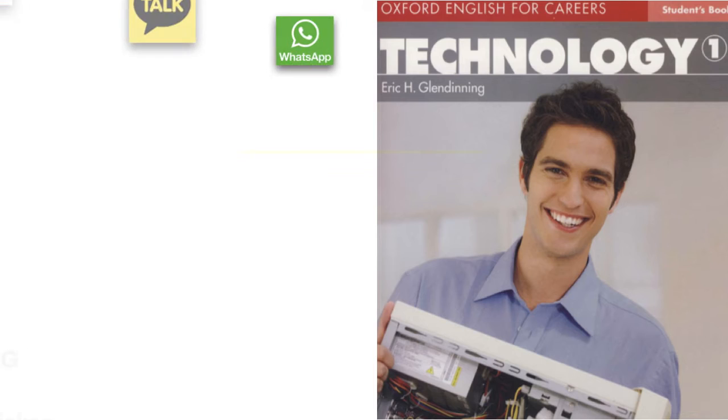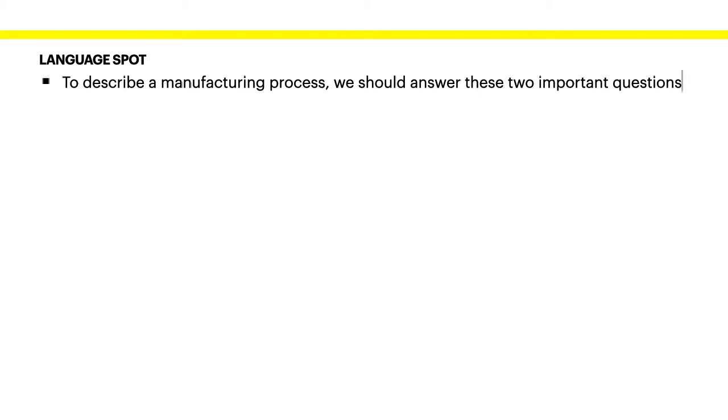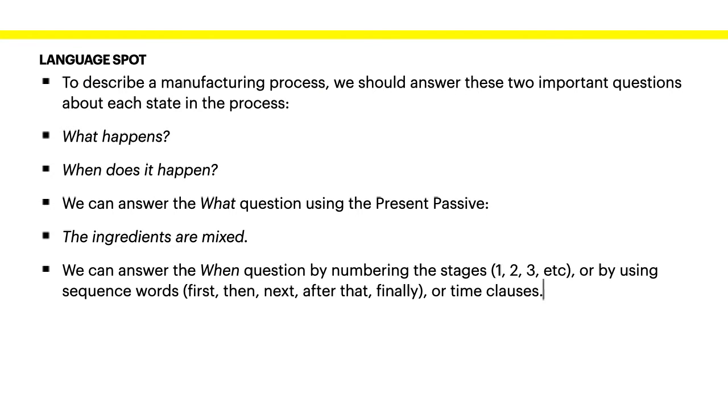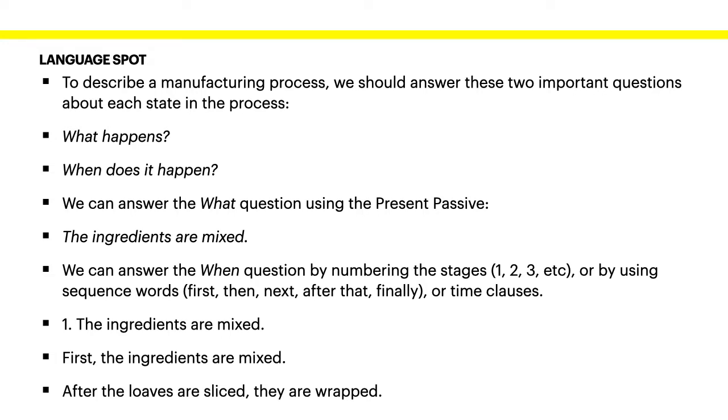So let's have a look at our first activity. Today we're going to look at our language spot or grammar. Okay? So to describe a manufacturing process, we should answer these two important questions about each stage in the process. What happens and when does it happen?